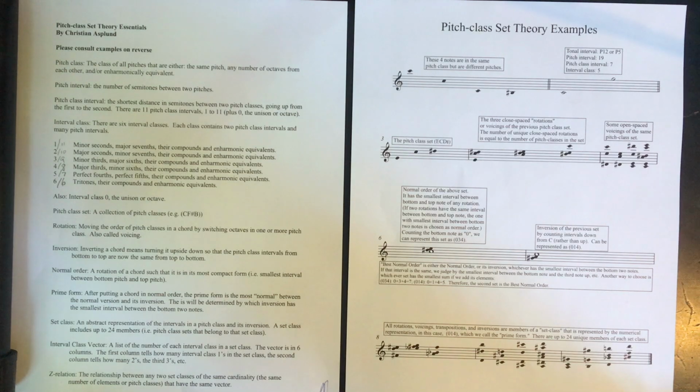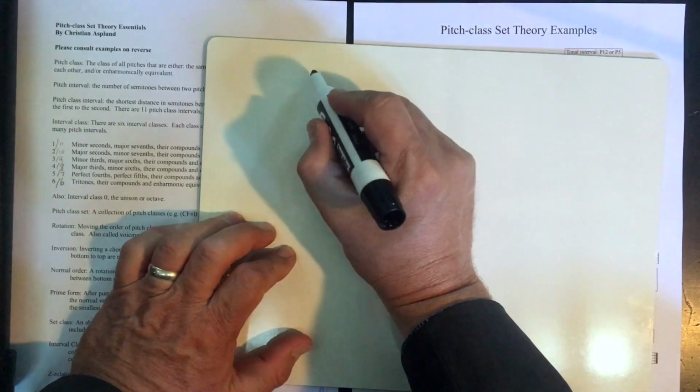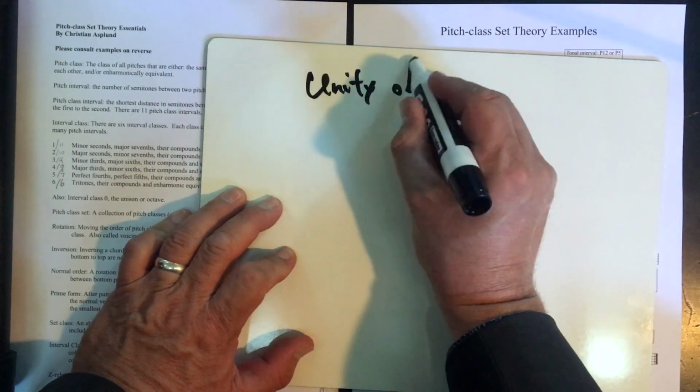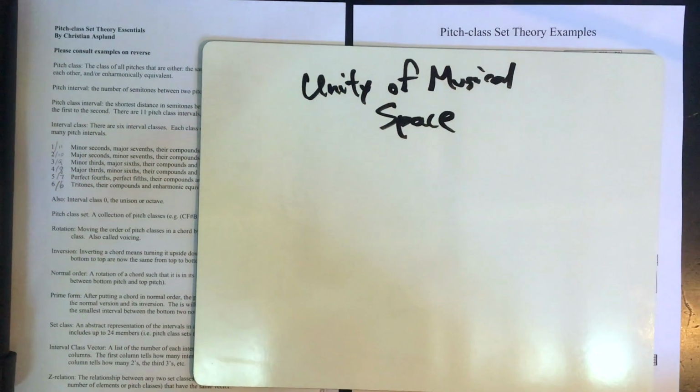And you remember there are only 12 pitch classes. So a pitch class set doesn't care about octave placement at all, or context, whether it's a chord or whether it's a part of a melody. And this gets us into another concept of Schoenberg's that's kind of important, which is the unity of musical space. Let's write that down. Unity of musical space. Now, what does that mean?